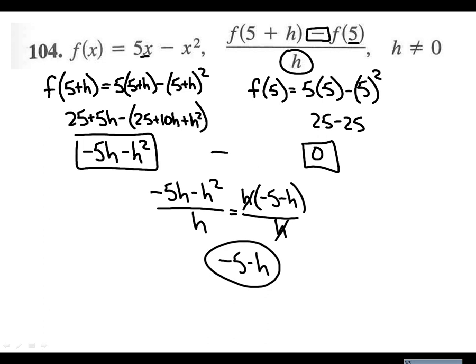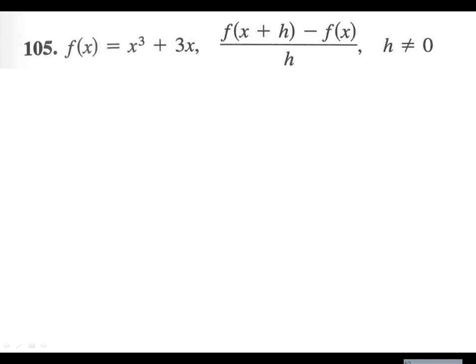If you need to go back and look at these again, pause it or back it up and rewind it. I'm moving on to 105. All right, no numbers, just variables, x plus h. Things get a little trickier here. So f of x plus h equals x cubed, (x plus h) cubed plus 3(x plus h).